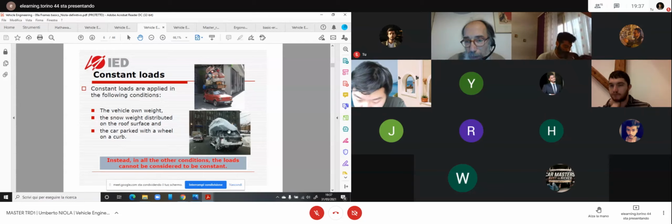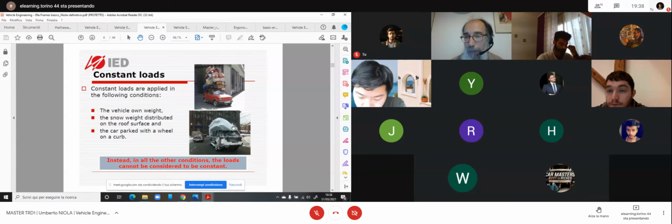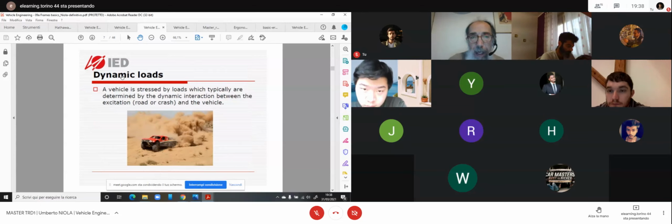If you have a load on the roof for snow, this is distributed on all the roof, and imagine the difficulty to provide a roof resistance if you have an open car with a canvas roof. But anyway, this is a kind of calculation which is usually included in the bodywork calculation. And the car parked with a wheel on a curb. Dynamic loads, you have instant application of loads and forces, also extreme forces like crashes.